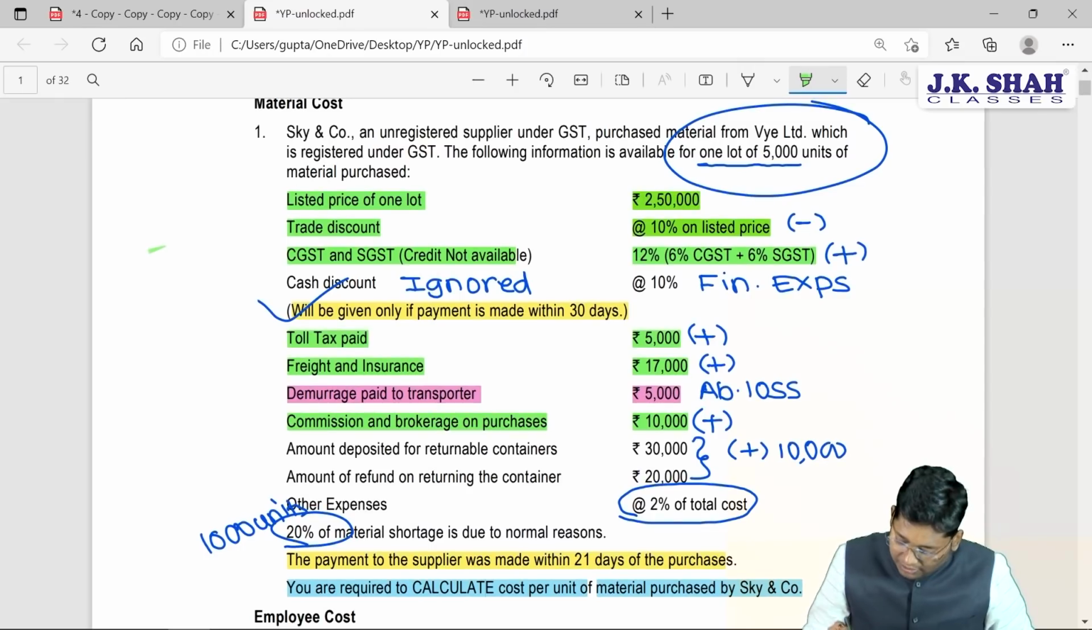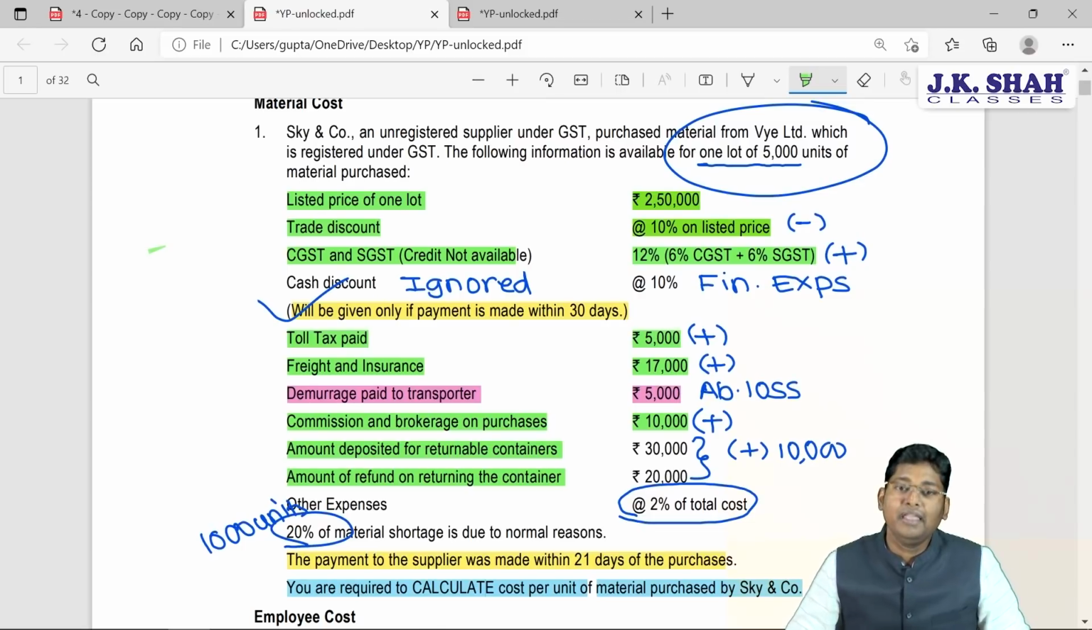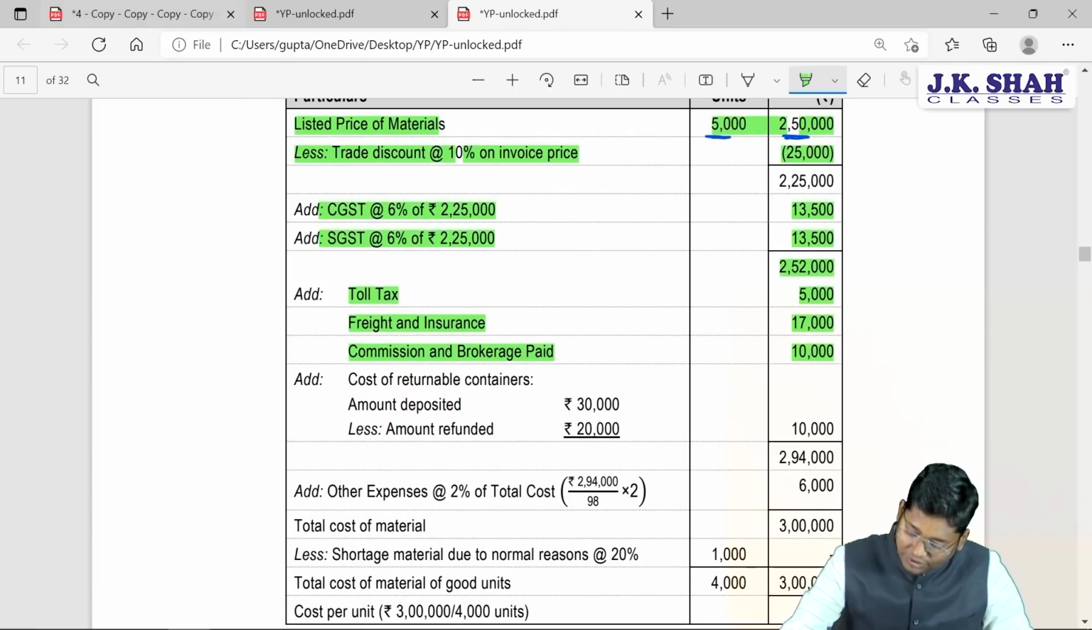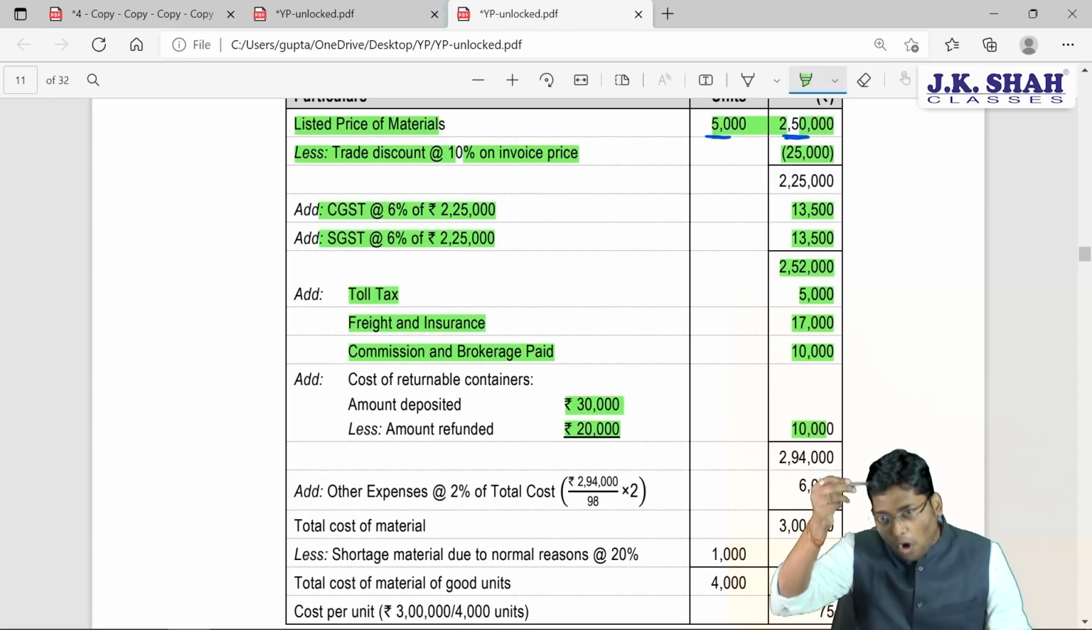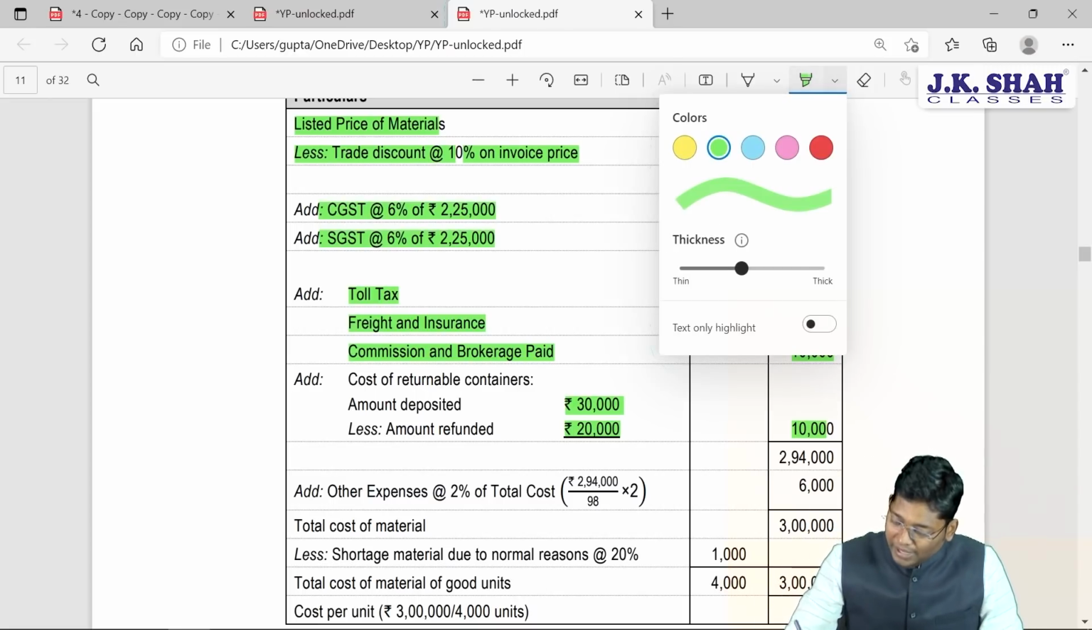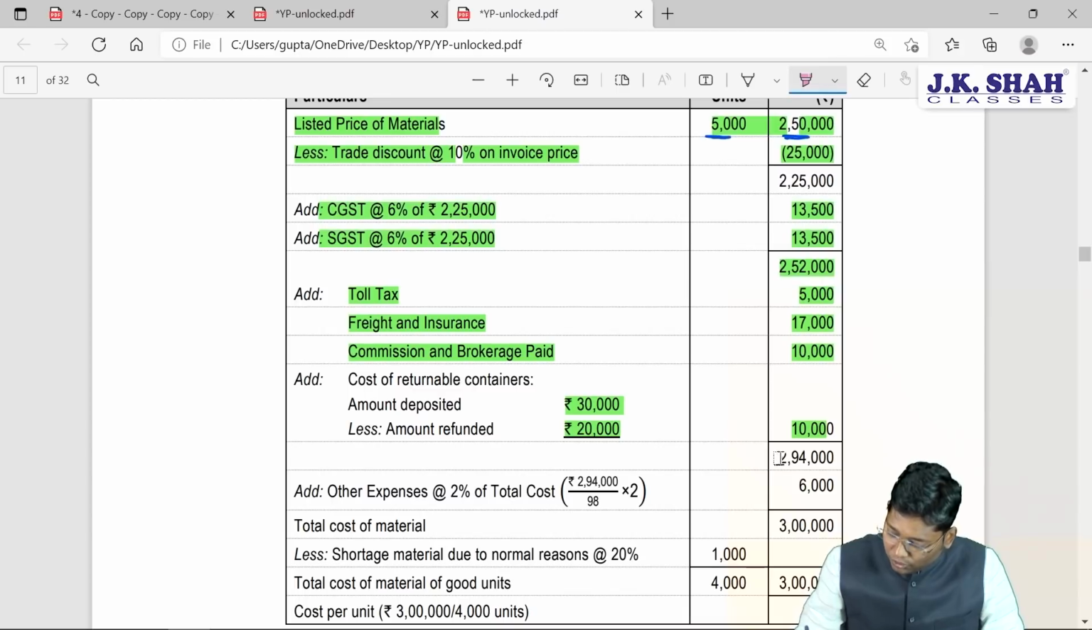As far as the next item is concerned, that is the deposit amount of returnable containers, though this deposit is 30,000, 20,000 is refunded by the supplier. So the net amount which you have spent towards these containers is 10,000, and that is why if you check, this 30 and 20 is adjusted and 10,000 is recorded in the total cost column. Now if you add up all these values, you are going to get 2,94,000 as your total cost.